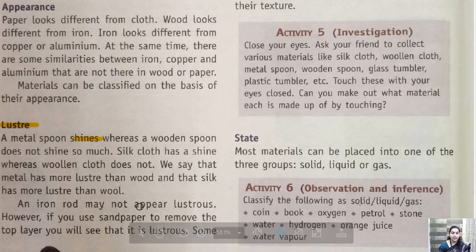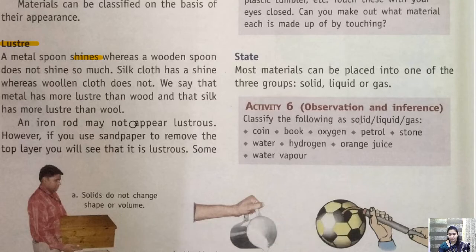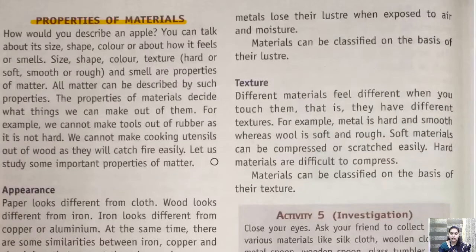This line is also important. At times an iron rod loses its luster because of exposure to air and water, so a brown coating appears over the iron nail. If we rub sandpaper over that rusted iron nail, what will happen? The shine of the iron rod will come back. So this is important here.